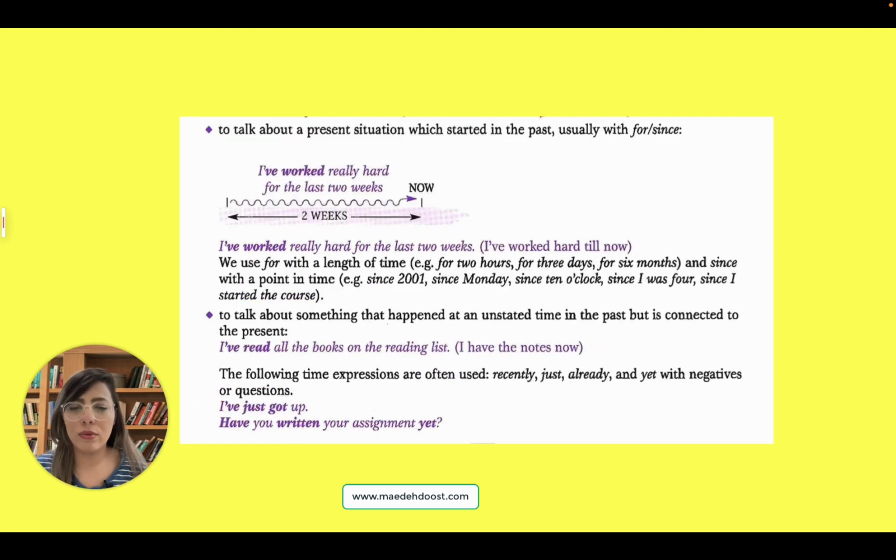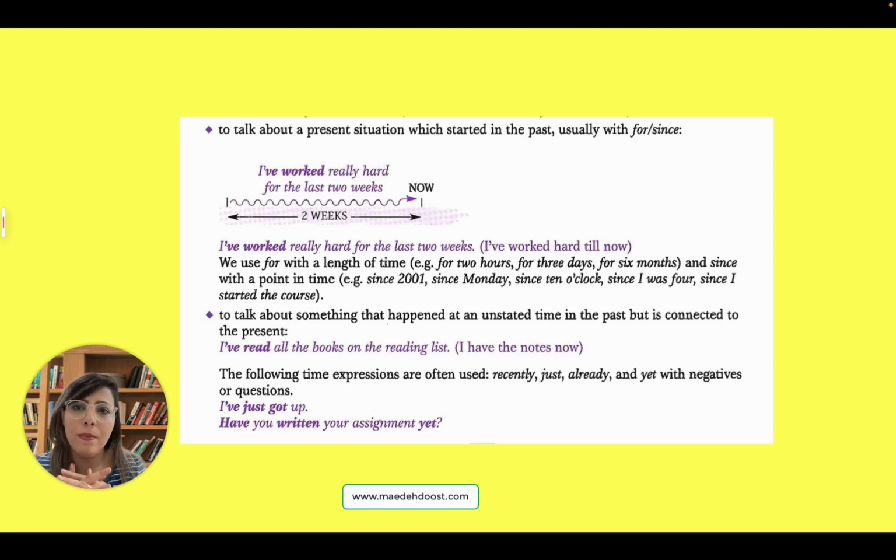So let's go to the next use: to talk about the present situation which started in the past, usually with for and since. As I have said, we cannot use exact time for present perfect. We can use so far, ever, never, and so on. We want to add 2 things in order to know the approximate time for present perfect. One is for, when we want to refer to duration, and the other one is since, when we want to refer to the start of a period.